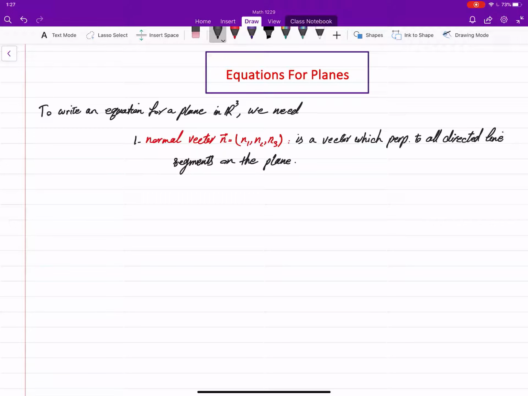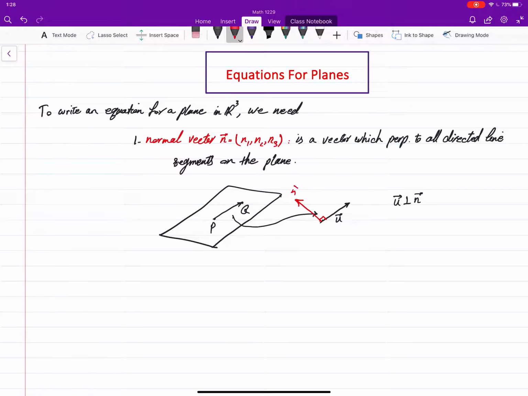What does it mean? It means that if you have a plane here, for any two points P and Q, you can have a directed line segment. Transfer that directed line segment to a vector, let's say this one, and let us just call it u. That u is always perpendicular to the vector n. So if you take the dot product, you get 0. Most of the time you will see me drawing the normal vector on the plane, just to give you the idea that it's perpendicular.